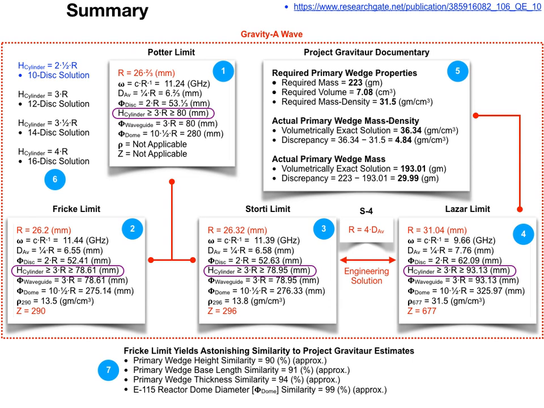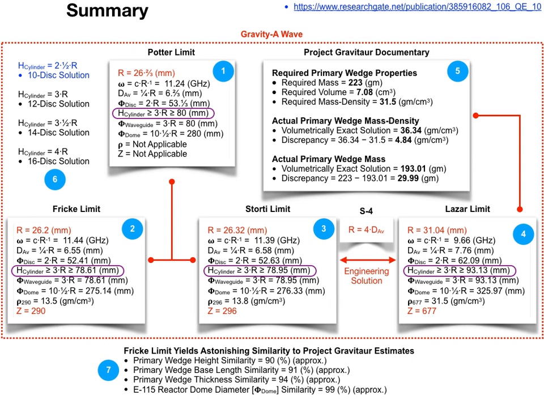Similarly, the third artifact denotes the electrogravimagnetic construct solution, which aligns with the element 115 isotope 296 possessing the Staughty mass density estimate of 13.8 grams per centimetre cubed. The fourth artifact is termed the Lazar limit.